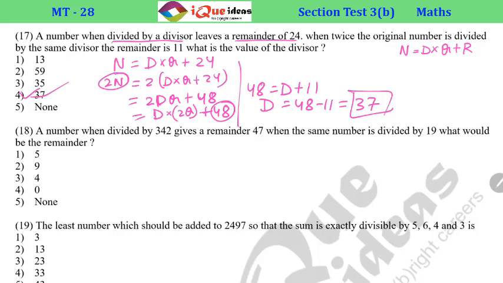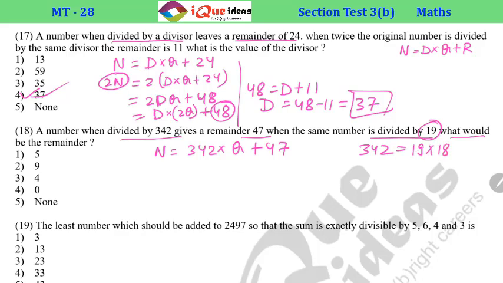Now 18th question, it says the number when divided by 342 gives a remainder of 47. When the same number is divided by 19, what would be the remainder? Let's see, the number is equal to 342 into some quotient plus remainder 47. Now if the same number is divided by 19, first of all check 342. Is it divisible by 19? Let's see. I think 342 is 19 into 18.